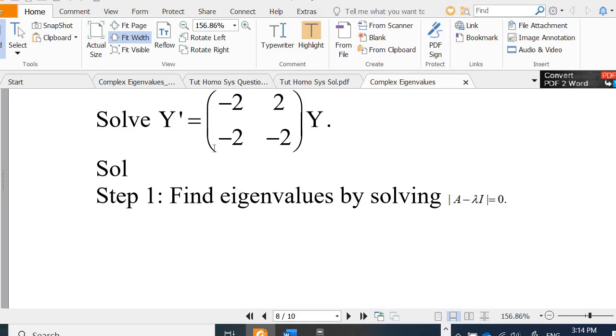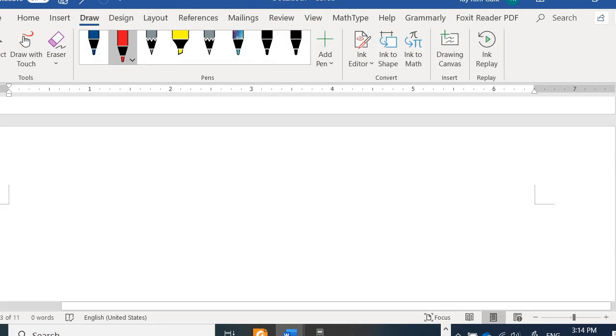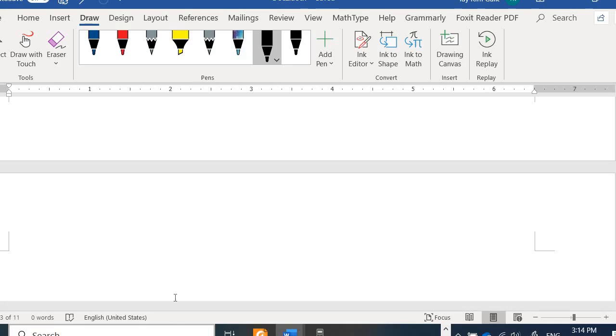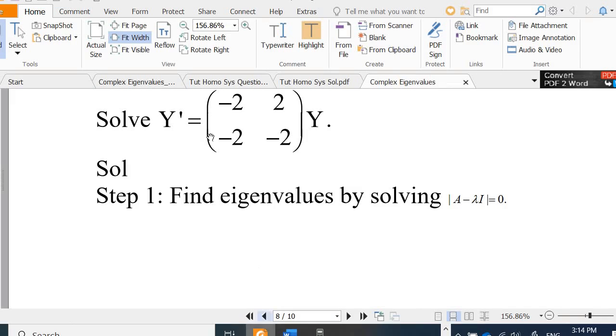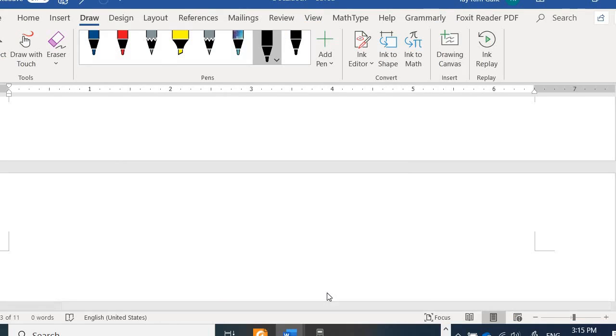Okay, so this one, solve y prime, negative 2, 2, negative 2, negative 2. Okay, this is the last. Huh? What's that? Can you speak louder? I couldn't hear. Is it this one? Yes, this one, right? This is the third example. You want me to explain this one? Yes, Doctor. Yeah, okay.